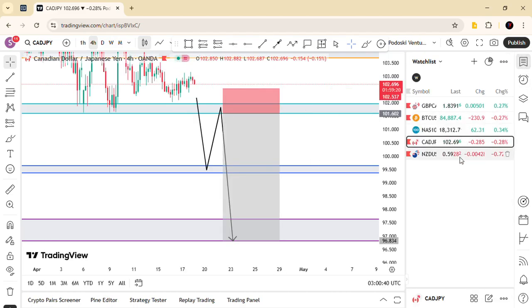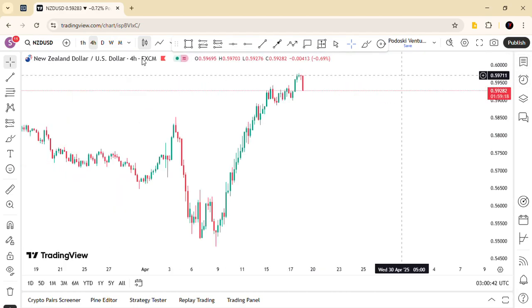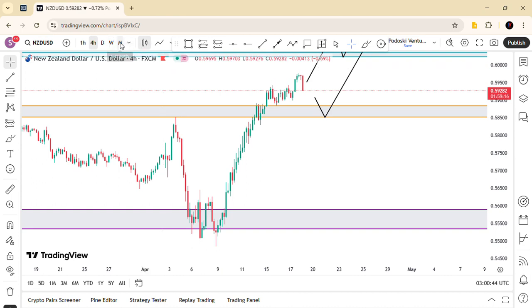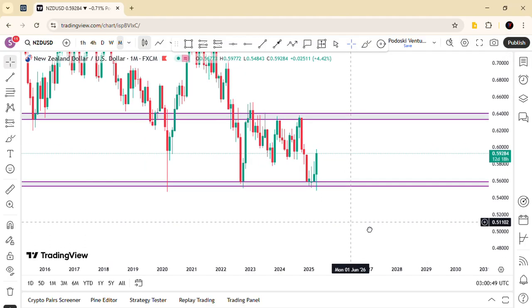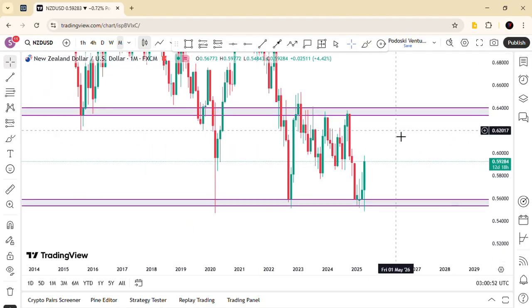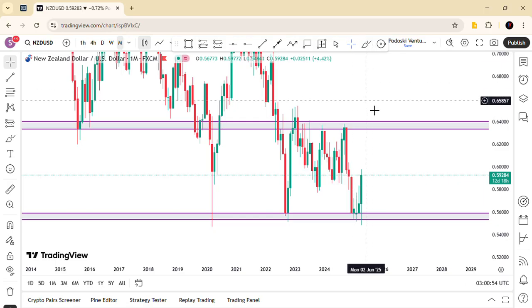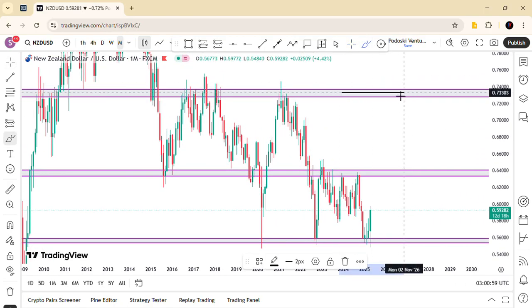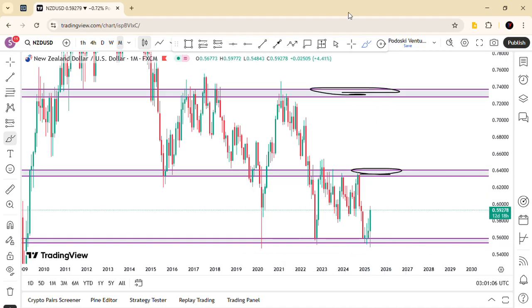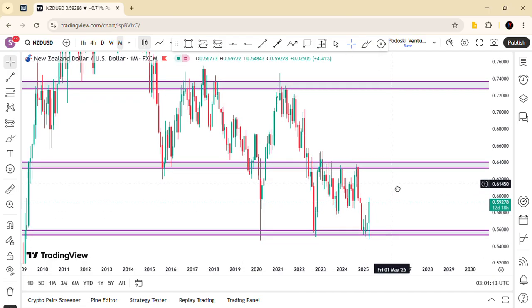The next pair on the list is NZD USD. On NZD USD, I have my monthly upper zone, my monthly midway zone, and my monthly lower zone.